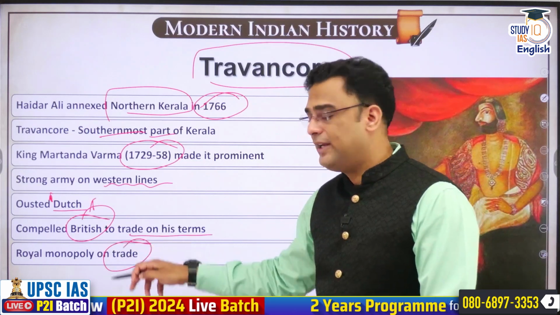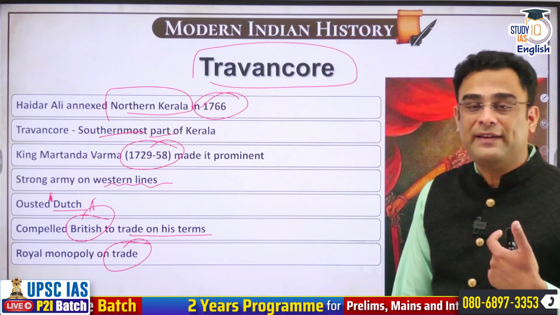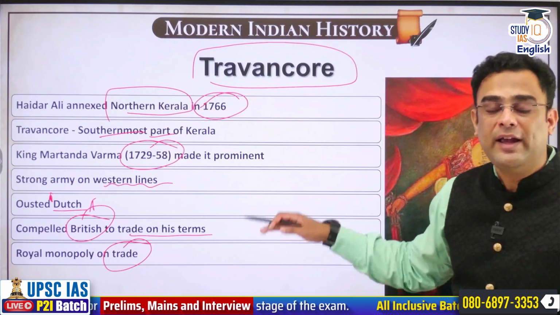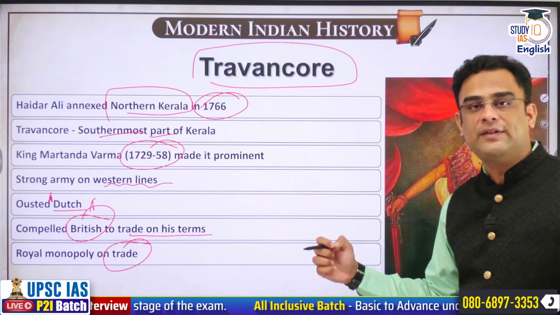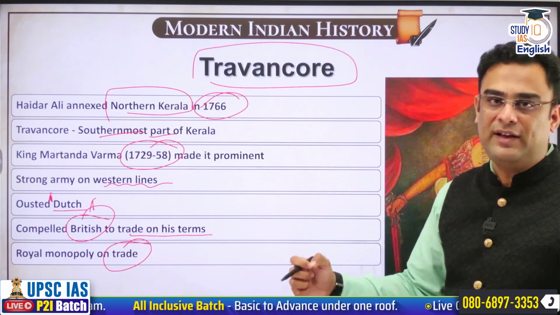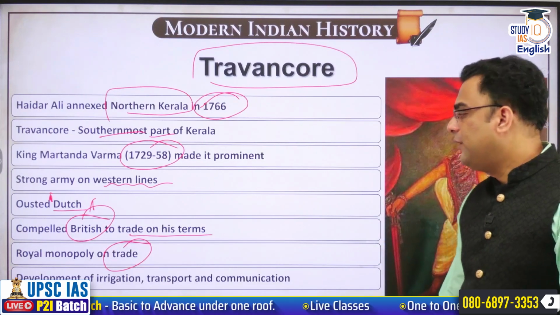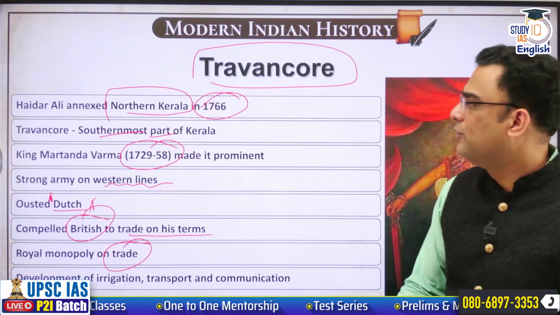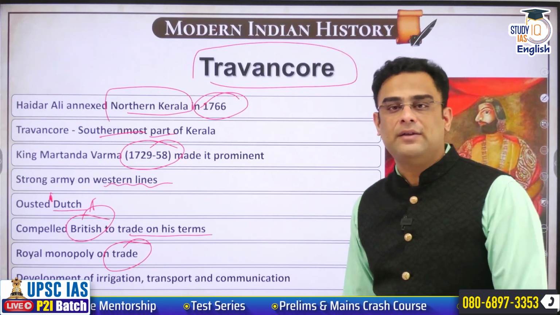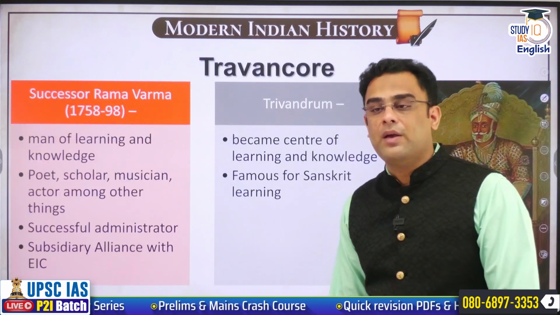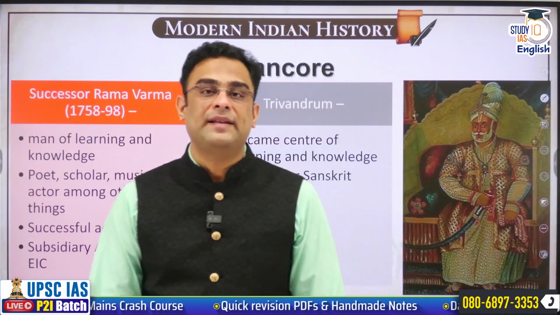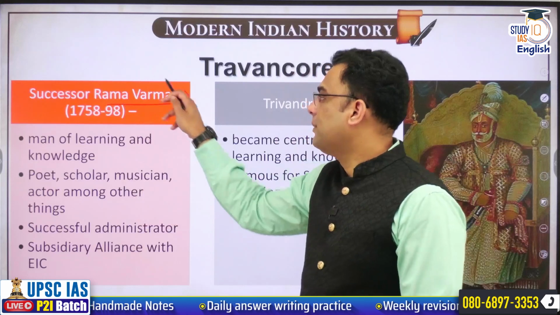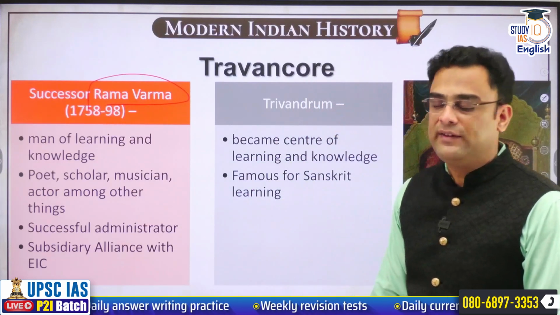Royal monopoly was maintained on trade, especially on products like spices, which were in great demand in Europe. So he ensured that these prized products should be a monopoly of the state only to sell. Development of irrigation, transport, communication, and such other infrastructure were also carried out during the rule of King Martanda Varma. Now, after Martanda Varma, the next ruler who comes to the throne is his successor Rama Varma, another significant ruler of this line.